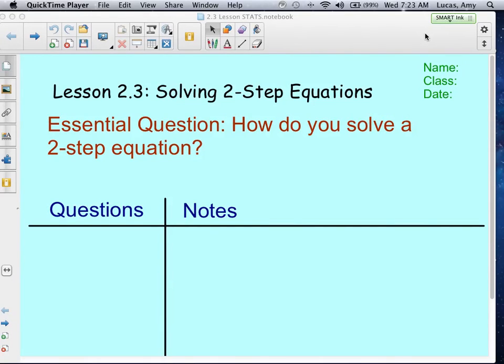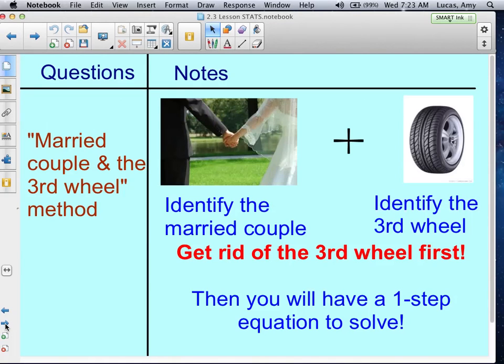Lesson 2-3, solving two-step equations. Our essential question is, how do you solve a two-step equation? This first slide is just explaining something that we use to help you think about the order to do your steps. We call it the married couple and third wheel method.